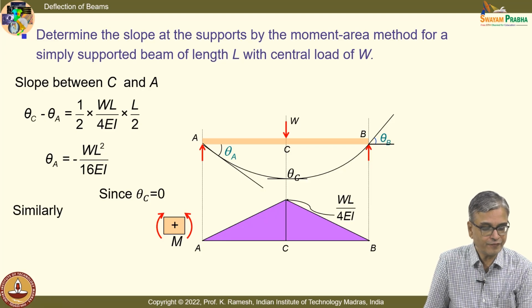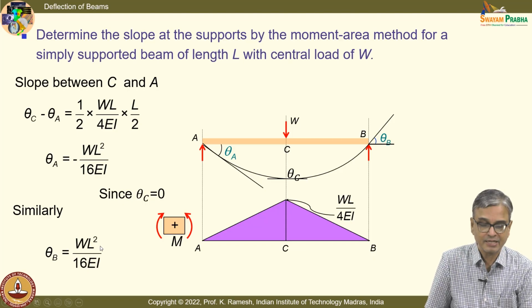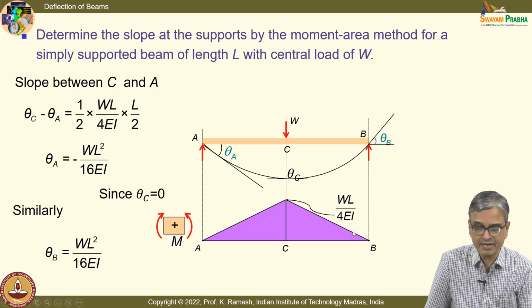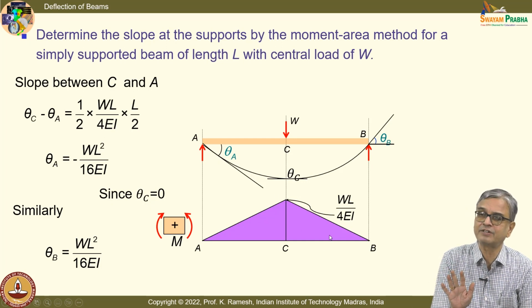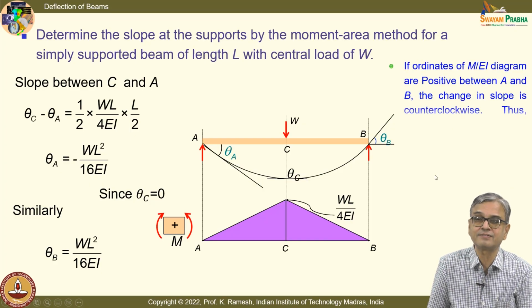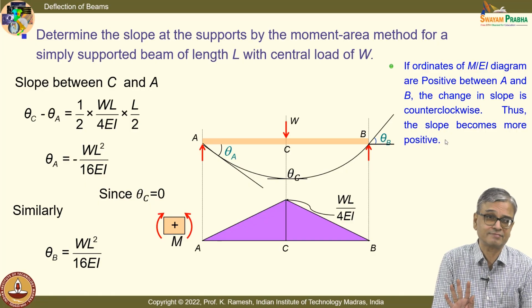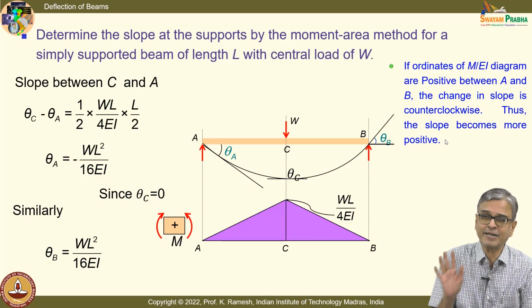Similarly, I can also find out theta B as WL squared by 16EI. I put this as a positive sign. See, if you look at this bending moment diagram, which is scaled by EI, this is completely positive with the sign convention that we have used. And what is the sign convention which we have said? If ordinates of M by EI diagram are positive between A and B, the change in slope is counterclockwise. Thus, the slope becomes more positive. That is all the theorem says, which I can give an interpretation here.